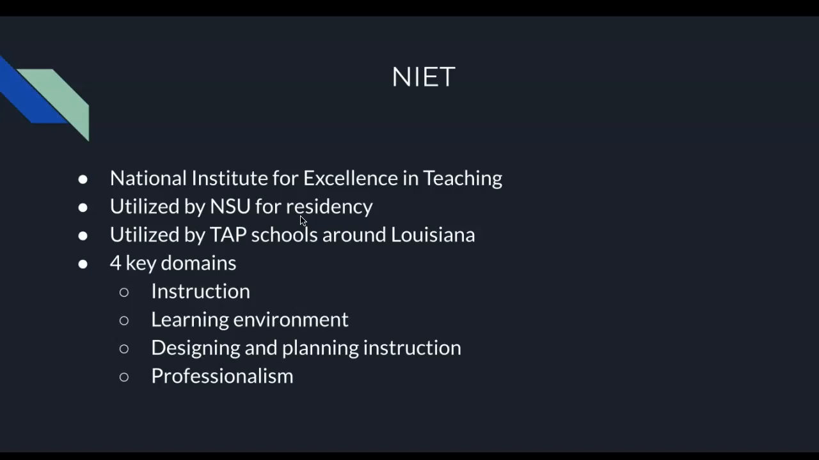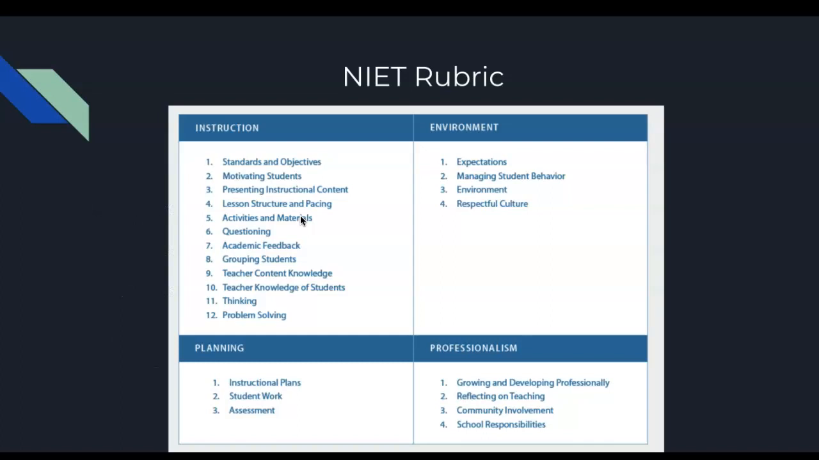If you go around when you're doing your observations for different classes, you will see signs up at some schools that distinguish them as a TAP school. In this rubric, there are four major domains or areas that are evaluated. Your instruction will be evaluated, your learning environment, your design and planning of instruction, and your professionalism. Let's look a little bit more into these four areas.